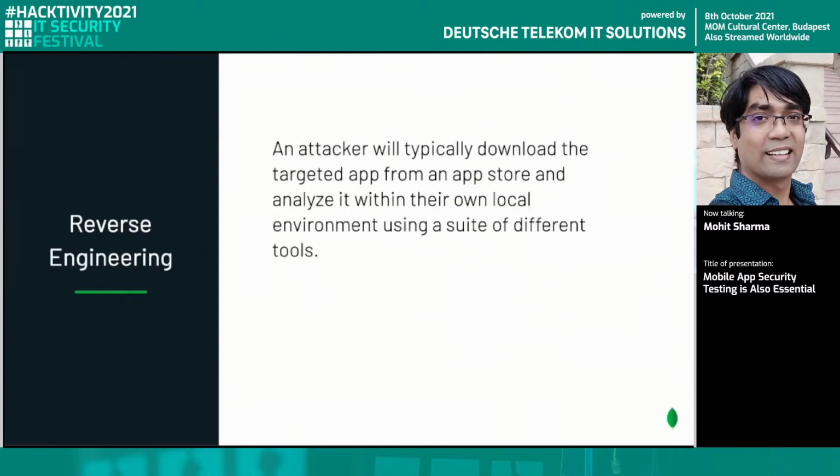The next one is reverse engineering. In this, basically the attacker tries to download the targeted app from the app store and tries to reverse engineer the logic and the files, trying to understand the business logic and how he can exploit it.